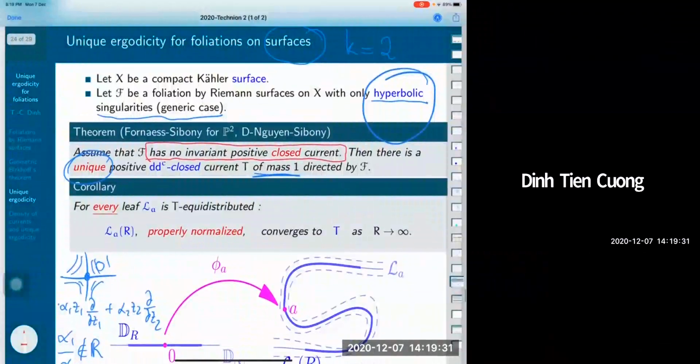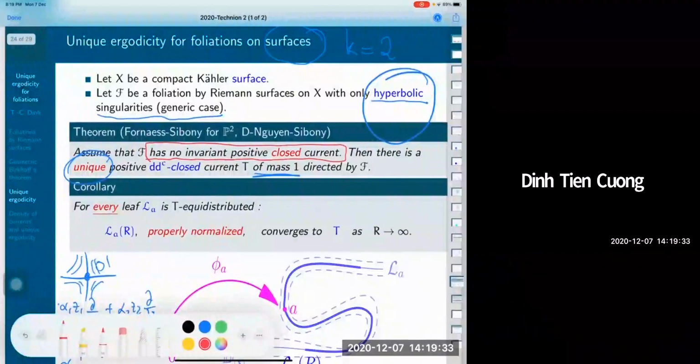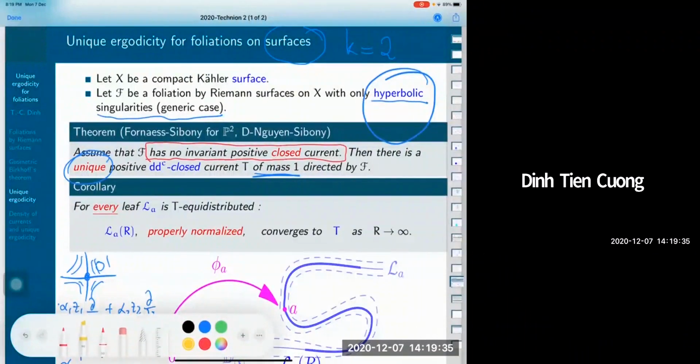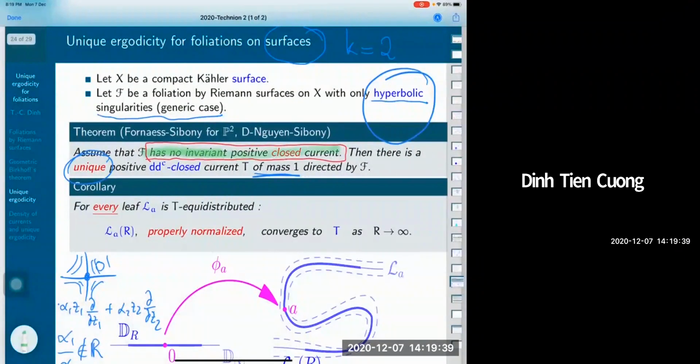I assume that there is no invariant positive closed current. And then in this case, we have the unique ergodicity. So the triangle that I give you is just 1 point. So we have only one current directed by F, which is of mass 1.